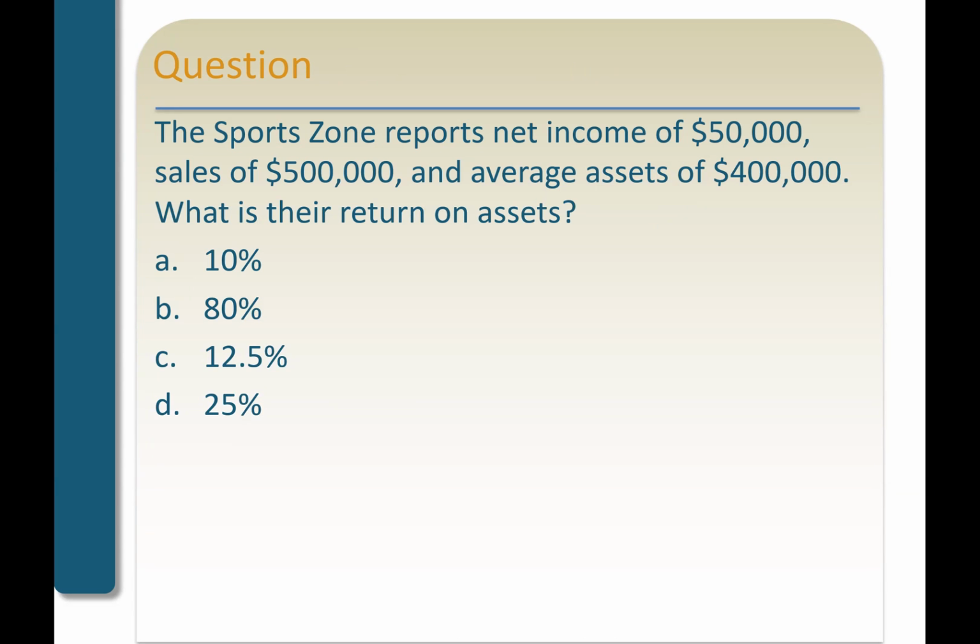The Sports Zone reports net income of 50,000, sales of 500,000, and average assets of 400,000. What is their return on assets? Anyone? Excellent. 12.5%.